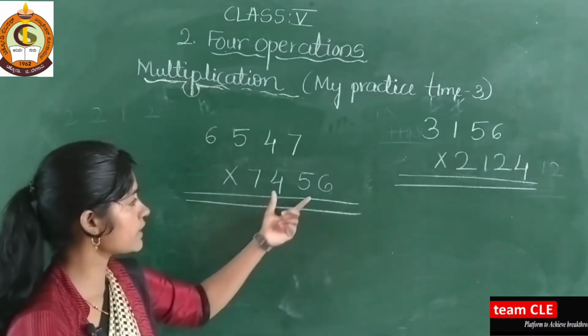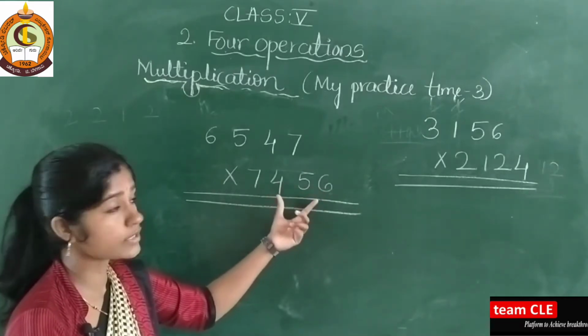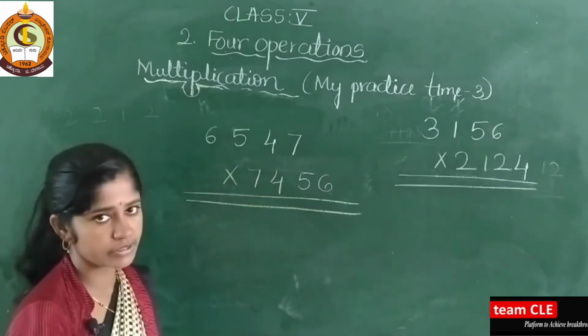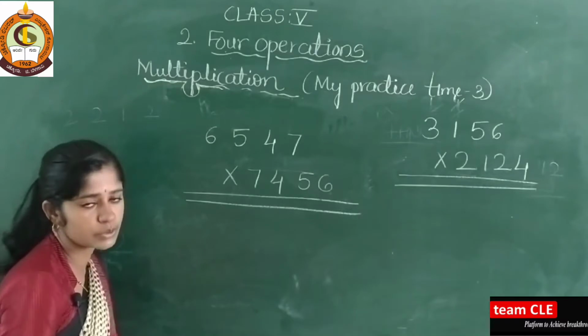In the previous class I taught how to multiply with 3 digits, but in today's class you have 4 digits, a 4 digit by a 4 digit number. Then let us start today's class.